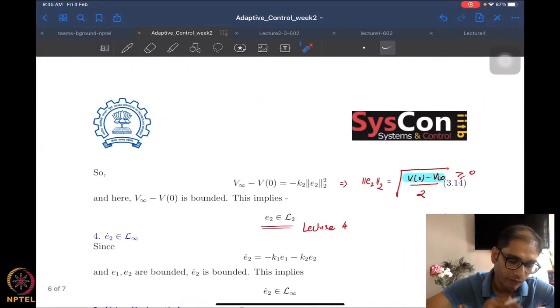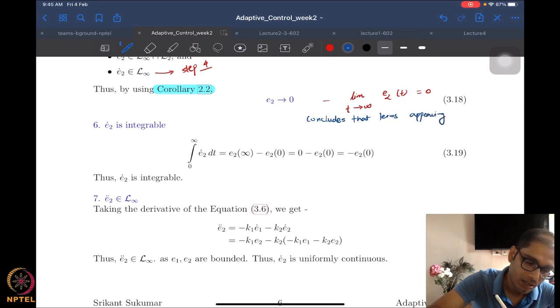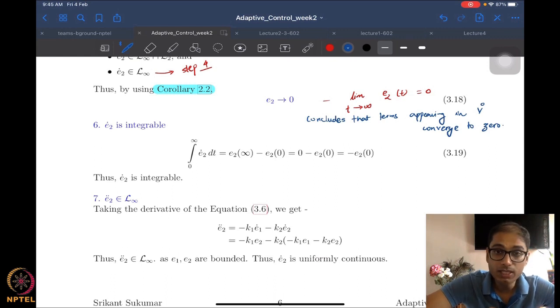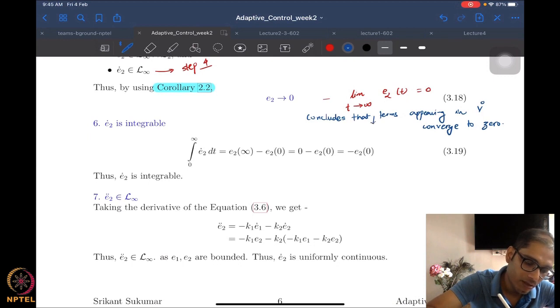So the first half of the proof essentially lets you conclude that terms appearing in V dot converge to 0. This is what we will be able to prove in the first half of the sequence of steps. That all the terms that appear in V dot, not all the terms, of course, since we are doing an inequality, so we essentially have all quadratic terms.